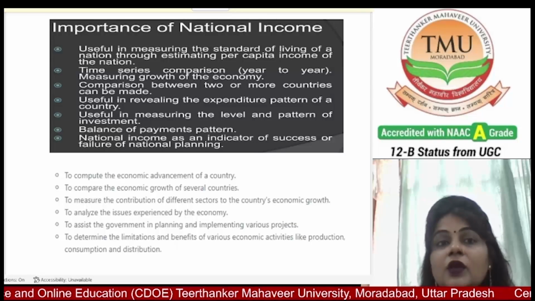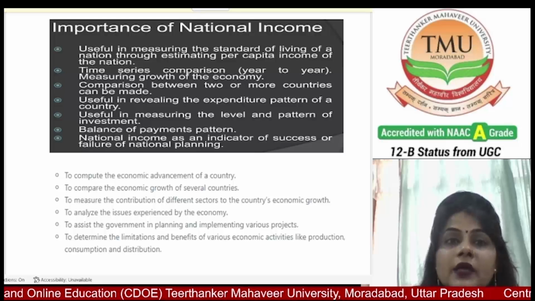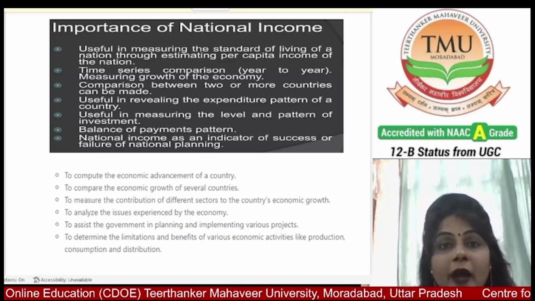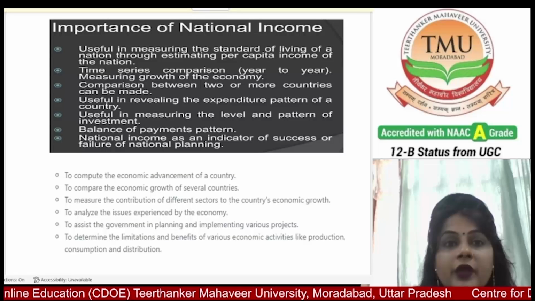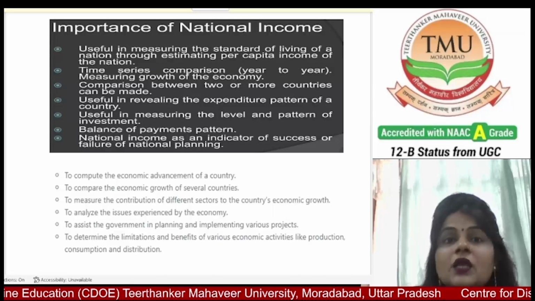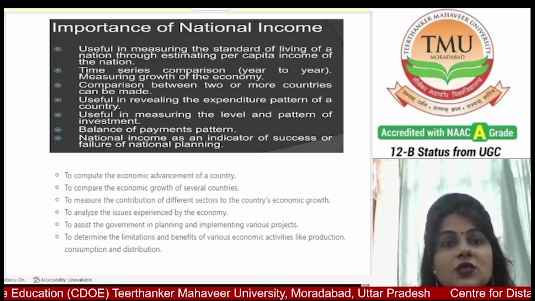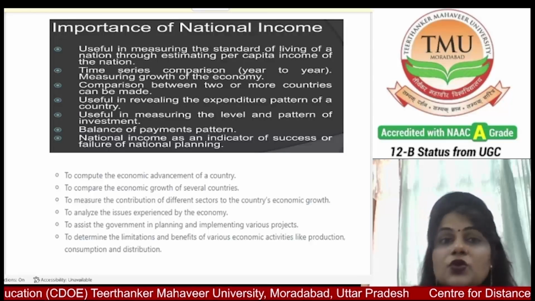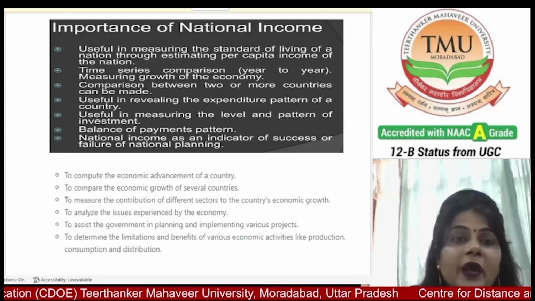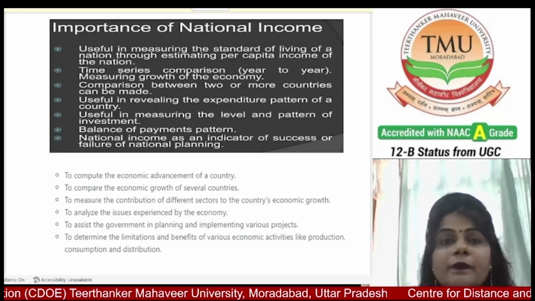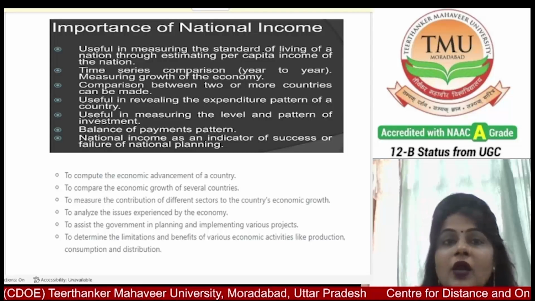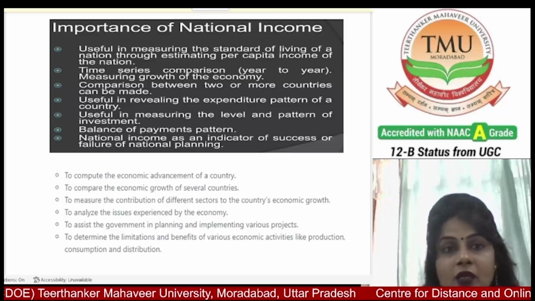countries can be made. It is useful in revealing the expenditure patterns of a country, useful in measuring the level and patterns of investment, and is also useful for balance of payment patterns. National income is an indicator of success or failure of national planning.